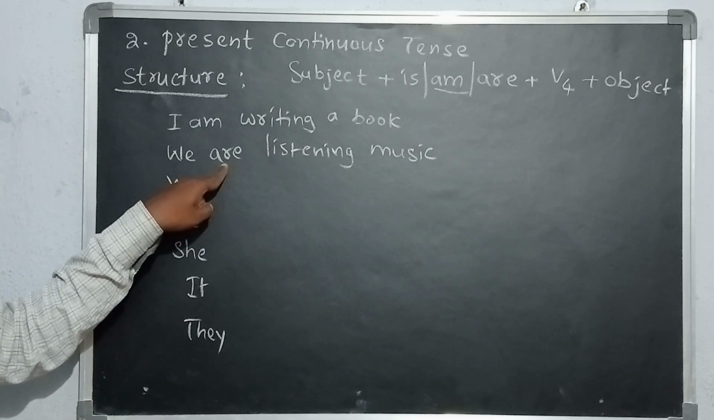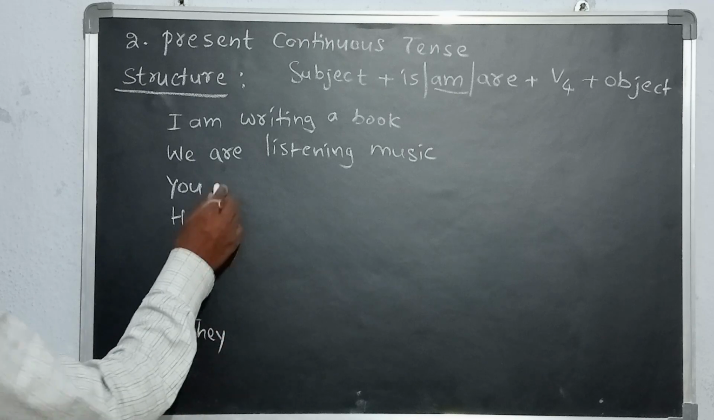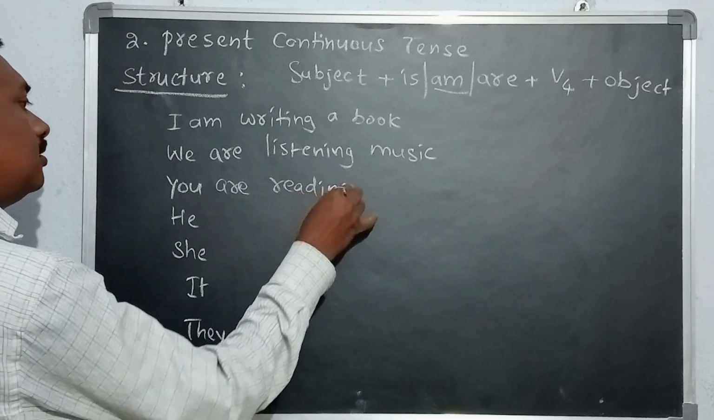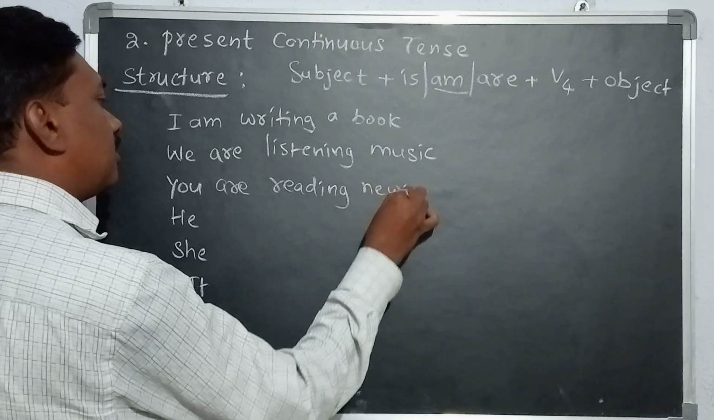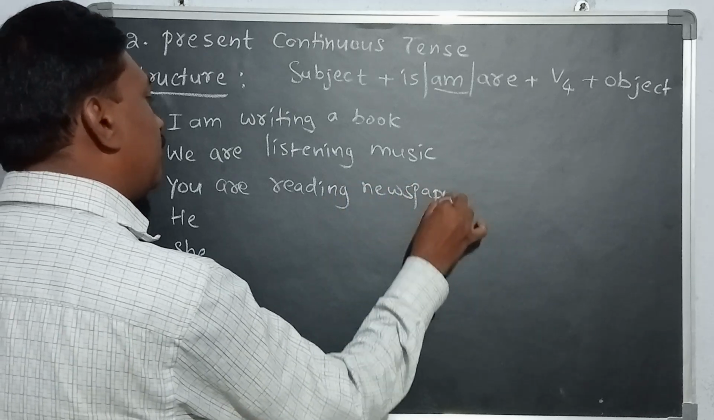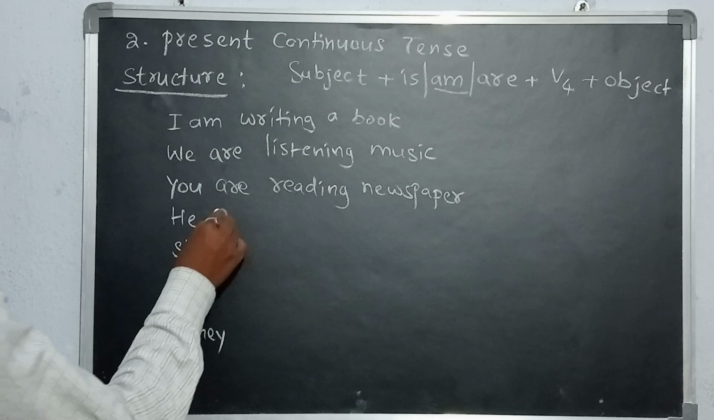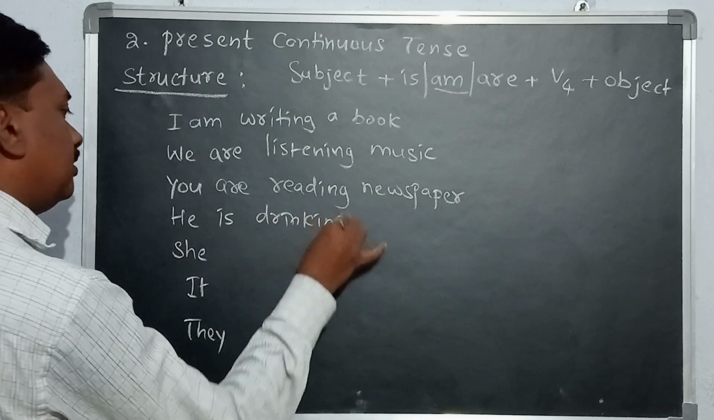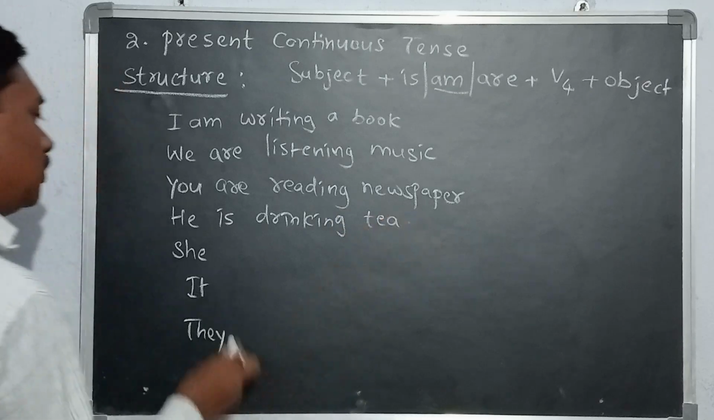Present plural form are. We are listening music. Next, you are reading newspaper. You are reading newspaper. Next, he is drinking tea.